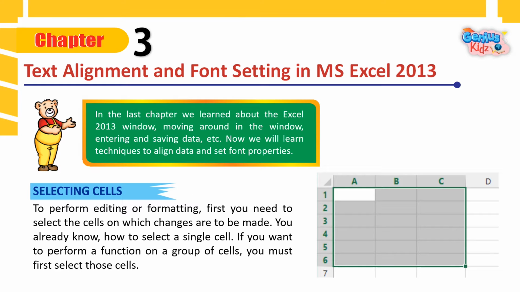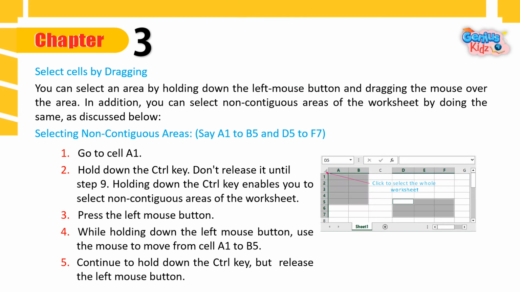Selecting cells. To perform editing or formatting, first you need to select the cells on which changes are to be made. You already know how to select a single cell. If you want to perform a function on a group of cells, you must first select those cells. Select cells by dragging. You can select an area by holding down the left mouse button and dragging the mouse over the area. In addition, you can select non-contiguous areas of the worksheet by doing the same, as discussed below.